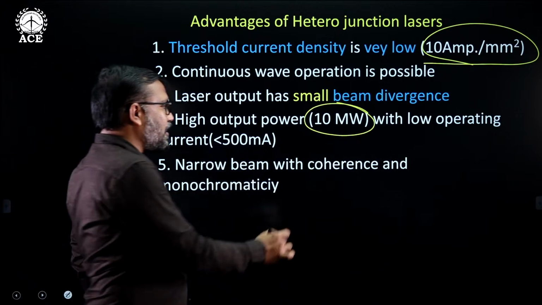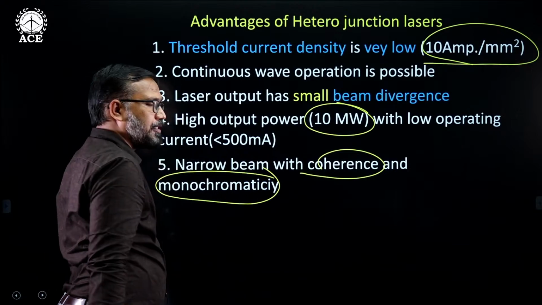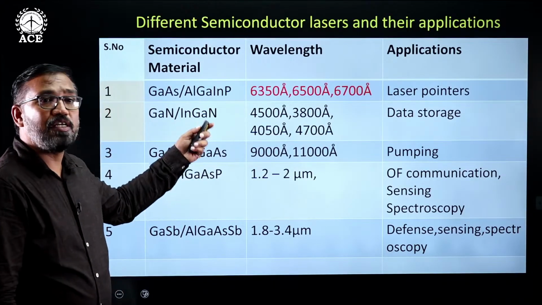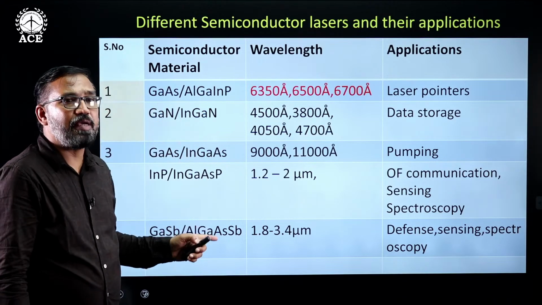So the laser is coherent and more monochromatic. They are monochromatic in nature. So that is the difference between homojunction and heterojunction. So these are the different semiconductors.